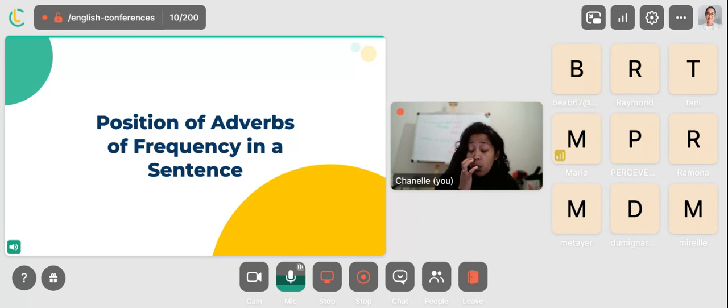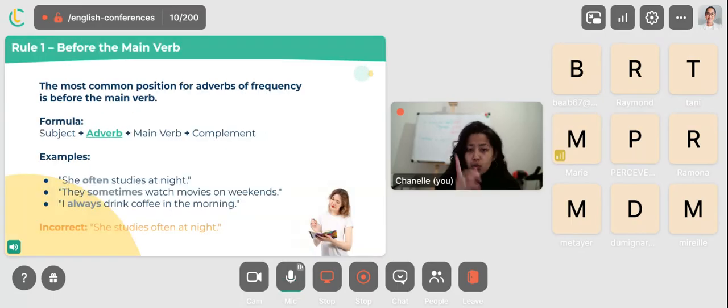Now that we have looked at what the adverbs of frequency are, we are now going to see the position of adverbs of frequency in a sentence. Rule 1. It comes before the main verb. So the most common position for adverbs of frequency is before the main verb. For example, you get your subject, your adverb, your main verb, and the complement. For example, she often studies at night.